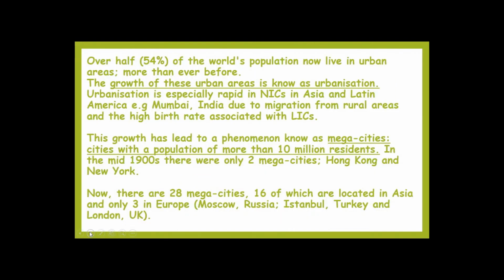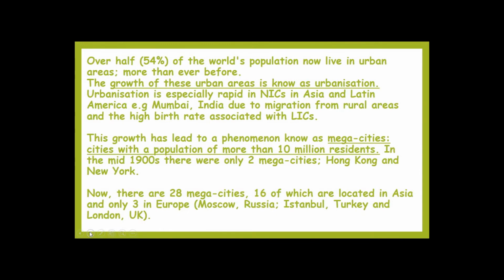And what this means is over half the world's population now live in urban areas. This is more than ever before. Our cities are growing faster than ever before. The growth of these urban areas is known as urbanisation. Now, urbanisation is especially quick in newly industrialised countries in Southeast Asia, like we were talking about India and China, and in Latin America. For example, Mumbai, India, due to migration from rural areas and the high birth rate associated with LICs as well. So there's immigration into LIC and NIC cities, and there's high birth rates still in LIC and NIC cities. Both of those things combined, along with rapid industrialisation and job creation in that sector, is meaning that these cities are growing very, very fast.